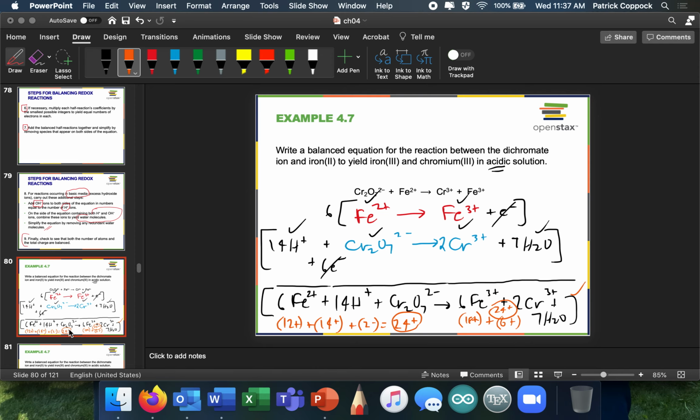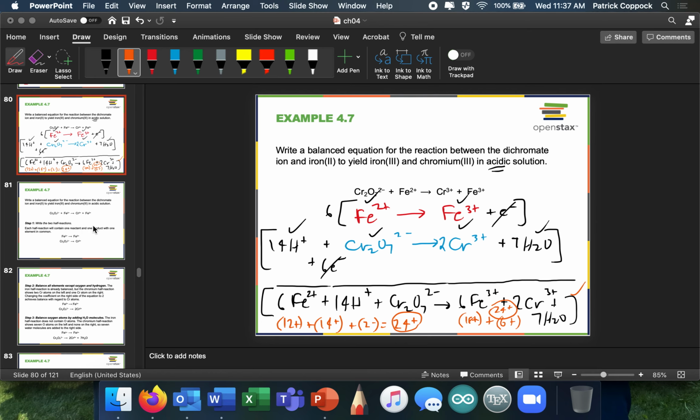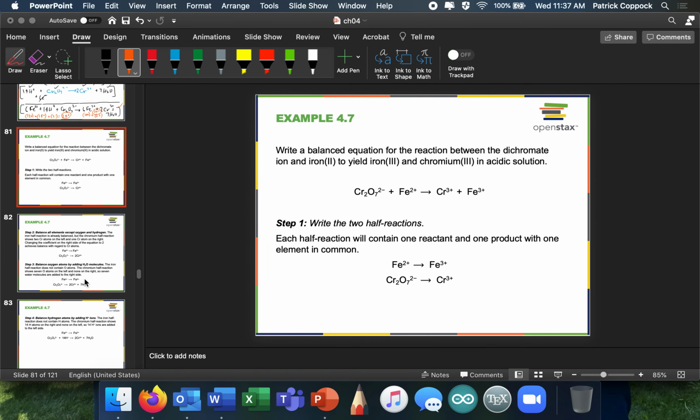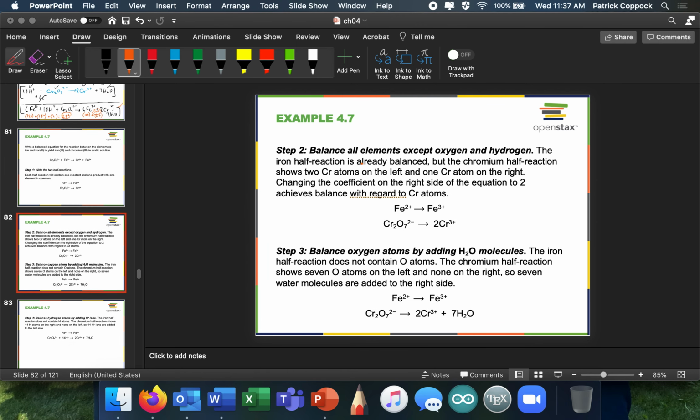So now I'm going to walk through this one more time, but I'm going to do it with the slides, right? So we can do it slowly. First thing we did was we balanced the half reaction, or rather we pulled out the half reactions, right? That's the first thing we did, step 1. Write the 2 half reactions. Step 2 is balance all the elements except oxygen and hydrogen. So I have to add the two right there, right? Which I forgot to do the first time through, okay?